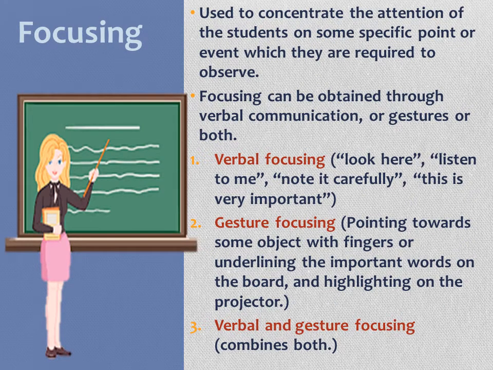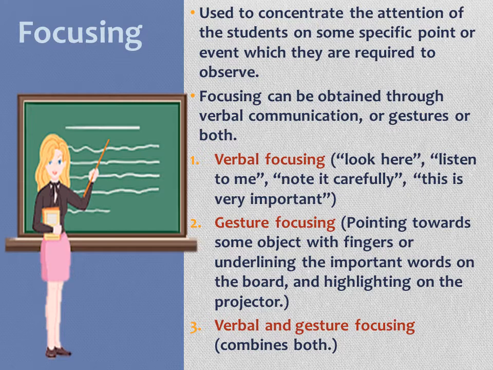The fourth component is focusing. Now, this focusing is used to concentrate the attention of the students on some specific point or event which they are required to observe. Focusing can be obtained through verbal communication or gestures or both. Now, how can this focusing be obtained through verbal communication? Verbal focusing is like, look here, listen to me, note it carefully. This is very important. So you are focusing on particular things verbally.